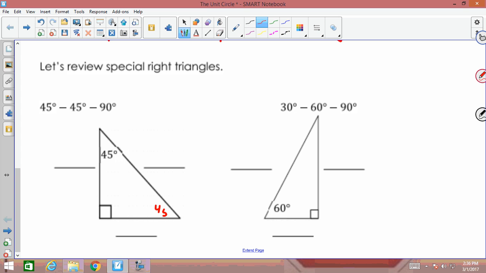Now 45, 45, 90, okay? The two sides, I'm going to label them as S, are always the same. The hypotenuse is always S times the square root of 2. And in a 30, 60, 90 right triangle, the side opposite 30 is always S. The side opposite 60 is always S square root of 3. The side opposite the 90, or the hypotenuse I should say, is always 2 times your S for your side length.